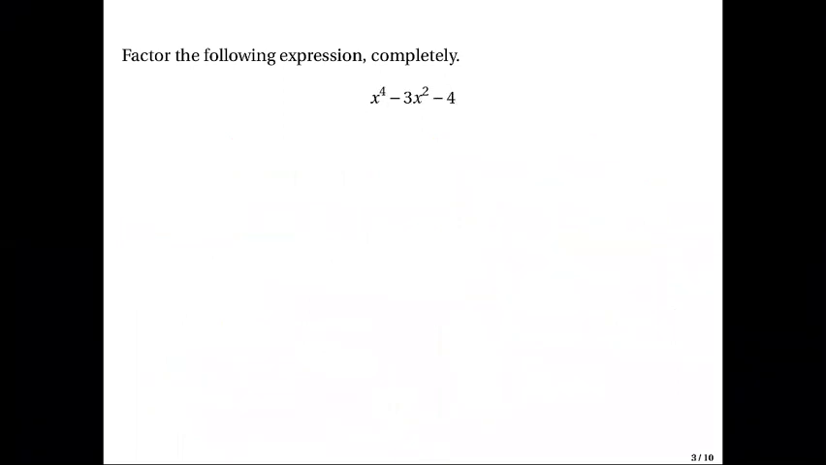Next problem, factor the following expression completely. In here we have x to the 4 minus 3x squared minus 4. You have x to the 4, there is no x cubed term. We have x squared, there is no x term, and then we have the constant. So this is an expression quadratic in form. You can do your factoring immediately using this expression, but if you can see the factors immediately, you can do some substitution first.